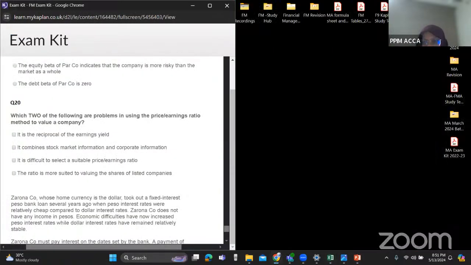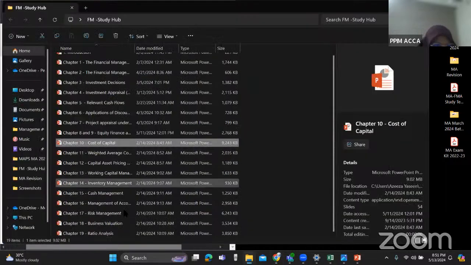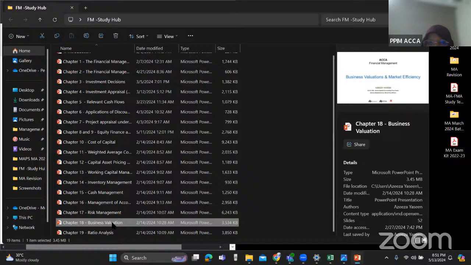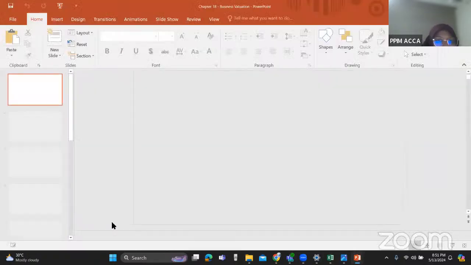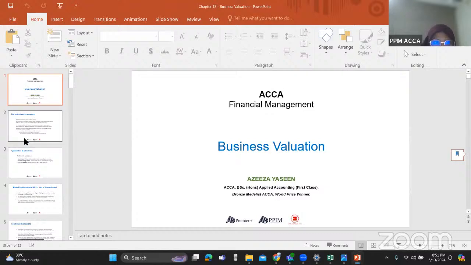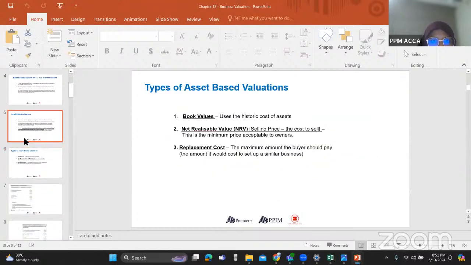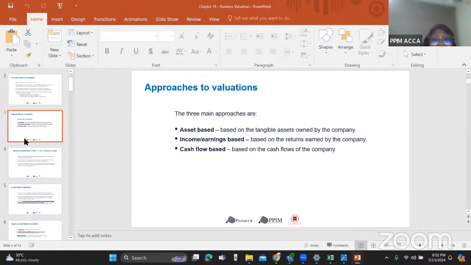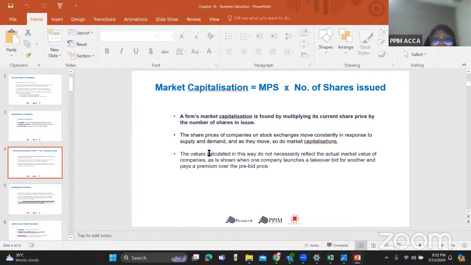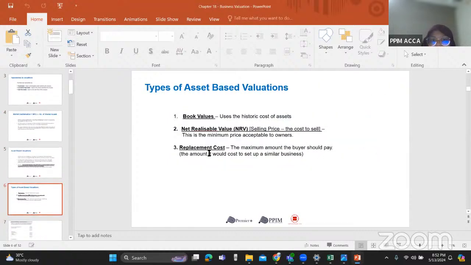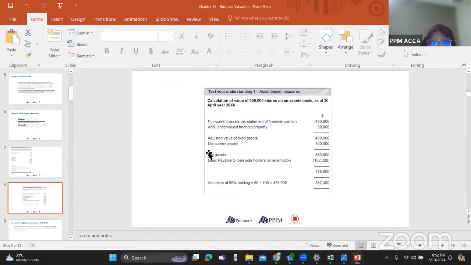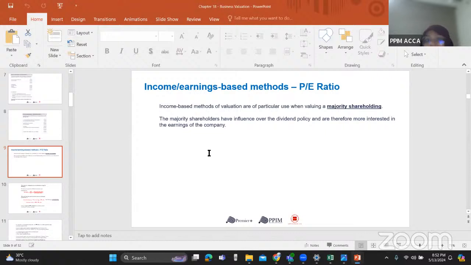So I'll just quickly show you where to look for those methods. It's in a chapter called business valuation. By the way, if anybody is watching this later on, this is the order of the study hub. So if you look here, there are different approaches to valuing a company. You can have asset-based, income or earnings-based, and cash flow-based. If you look at asset-based, you can either use your book values, the net realizable value, or the replacement cost. That is just one method. Then there is another, income or earnings-based method. That is basically using a PE ratio.